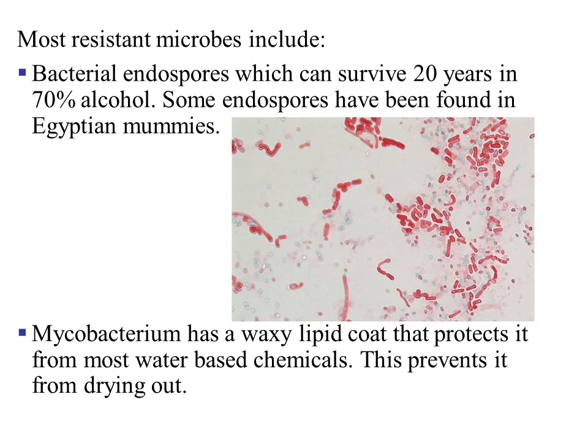Endospores have been known to survive 20 years in 70% isopropanol or 70% ethanol. Some endospores have even been found in the Egyptian mummies. Another very resistant microbe is Mycobacterium. Mycobacterium has a waxy lipid coat that helps protect it from penetration of chemicals.